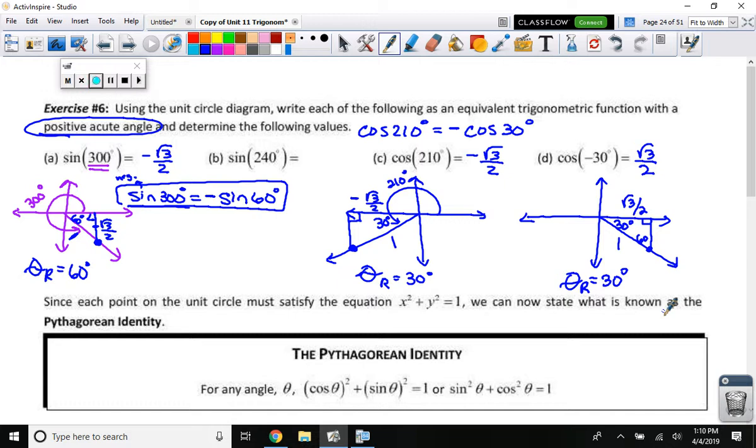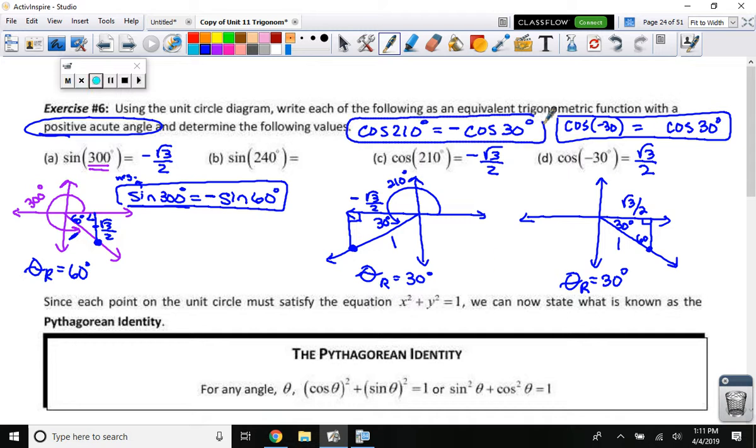Okay, what would be equivalent to this? So the cosine of negative 30 degrees would be equal to the cosine of my reference angle, the cosine of 30. Now, the cosine of negative 30 is a positive number, right? And the cosine of 30 is a positive number. Quadrant 1, quadrant 4, cosine are both positive, so I don't need to adjust anything. These are equal to each other. So I don't need to put a little negative in that case.